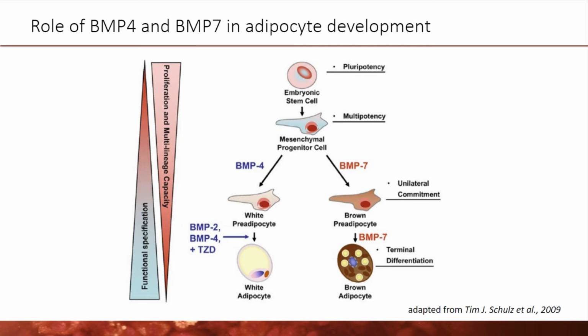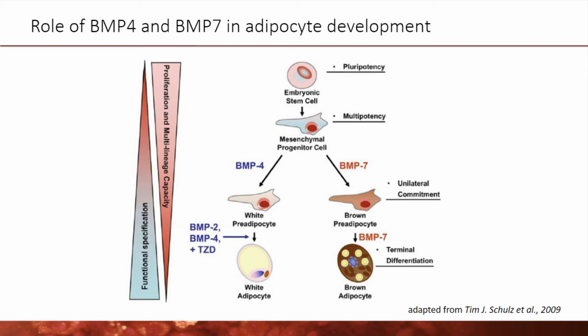Bone morphogenic proteins are morphogens that control stem cell fate, and it's quite well accepted in the field that mesenchymal progenitor cells can be programmed to become rather white pre-adipocytes with BMP4, which ultimately leads to the formation of a white adipocyte, while BMP7 is a driver of the brown adipocyte lineage.